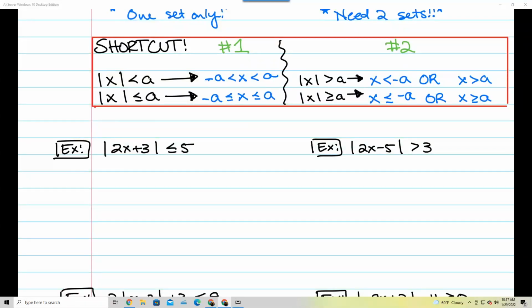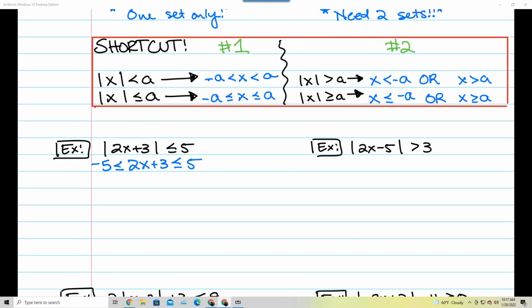Oops, that's the wrong color. I'm going to write negative 5 is less than or equal to the stuff in the middle, which is 2x plus 3, is less than or equal to 5. So again, all we did was take the 5, swing it to the front, and make it a negative. We kept this thing here, and then we kept that last piece over here as well. Notice how it's sandwiched in between the negative 5 and the 5.